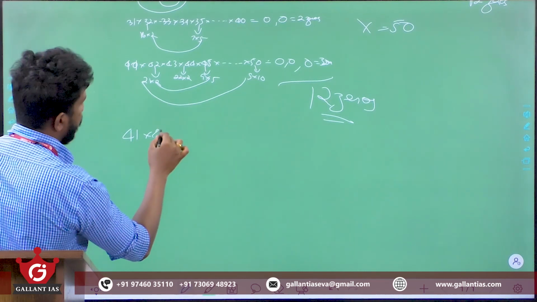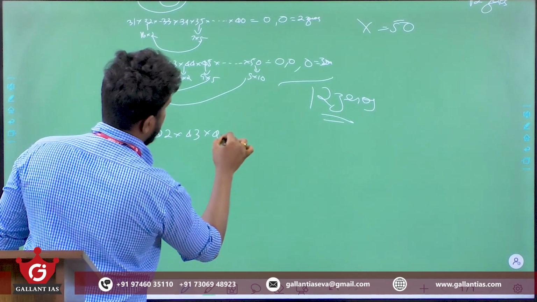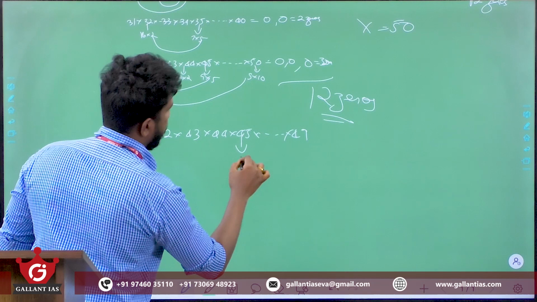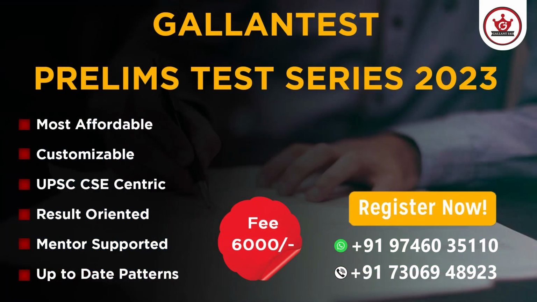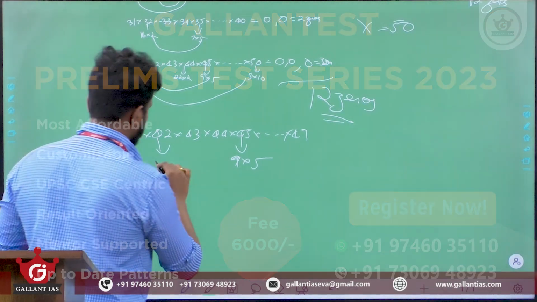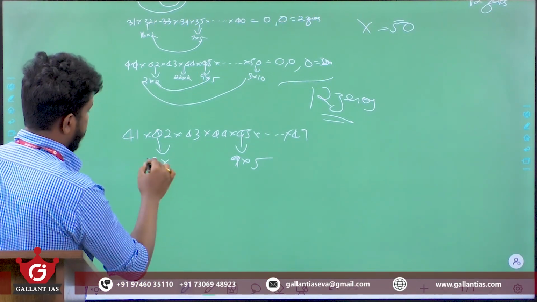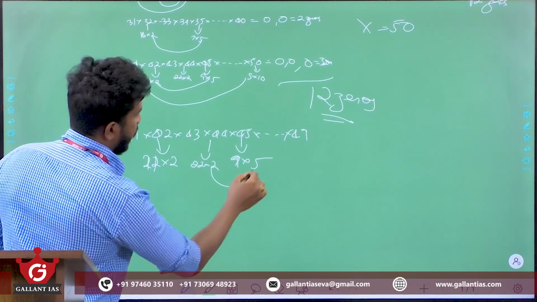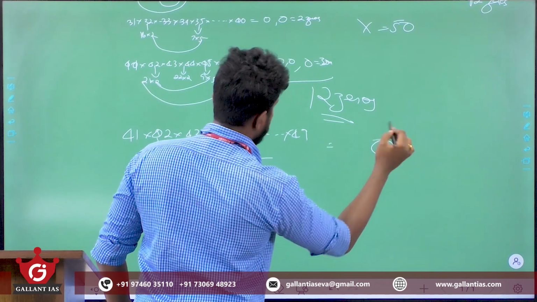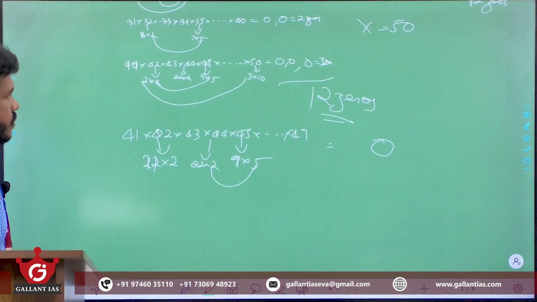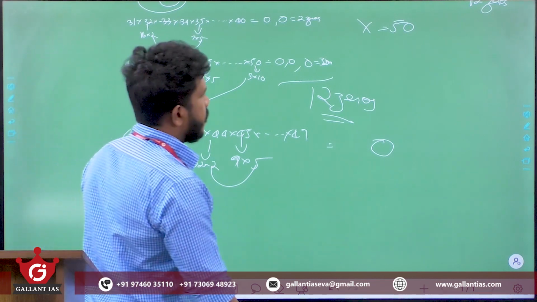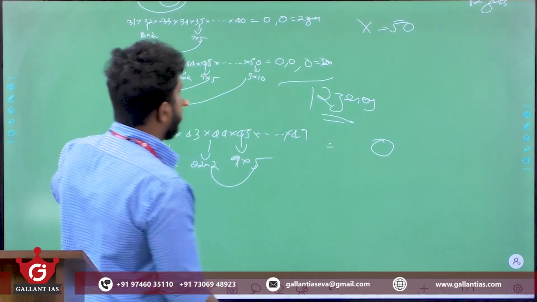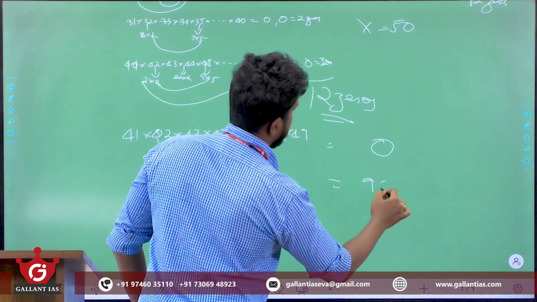Means 41 into 42 into 43 into 44 into 45 into etc. into 49, right? So 45 is what? 9 into 5, right? So 42 is what? 21 into 2, and 44 is what? 22 into 2. So 5 into 2, 1 pair you are getting, right? 1 zero only. So you are getting how many zeros? If the value is till 49, it will be 9 zeros.